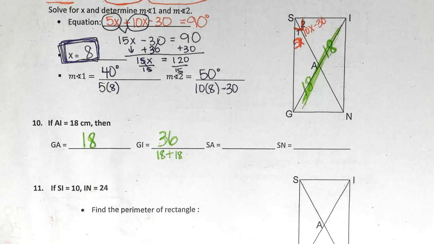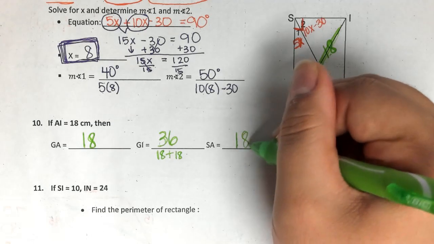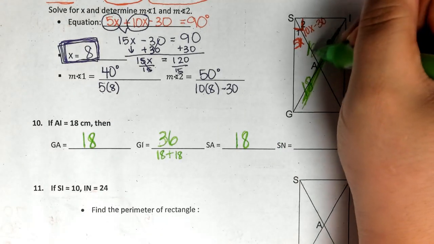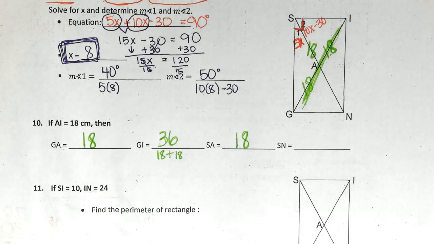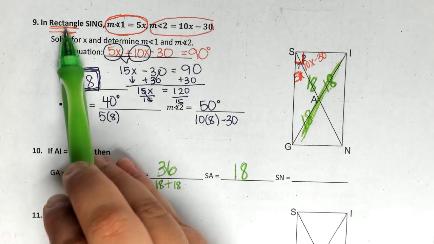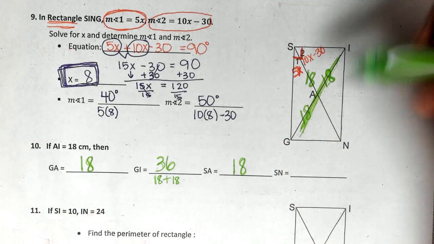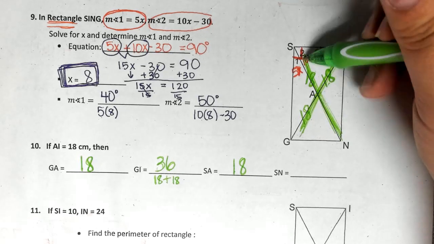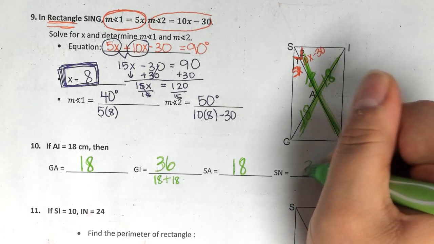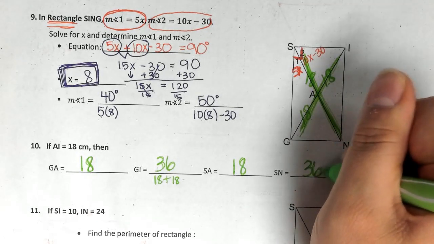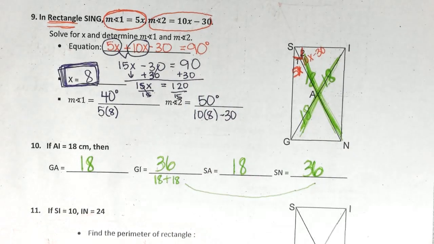Now, somebody else, not you three. What is SA? 18. Why does that work? What shape is it? I mean, yes, but what shape is this? A rectangle. This will only work for rectangles. And then last but not least, what is SN? What is this whole thing? It is also 36. Because it is the same as that.